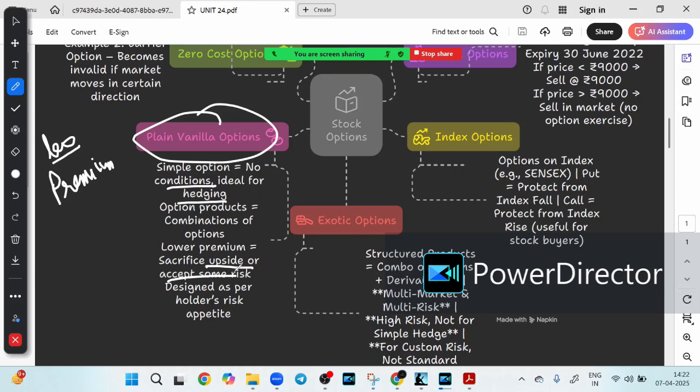That there is a condition involved here, because not paying a premium, they have to satisfy some condition. And the third option is called the exotic option.